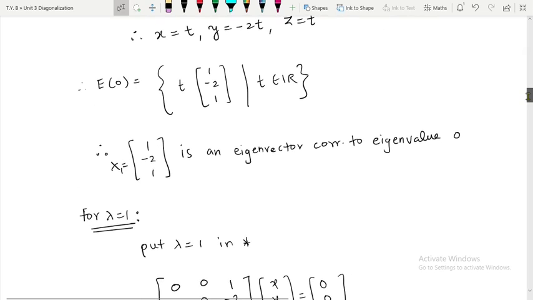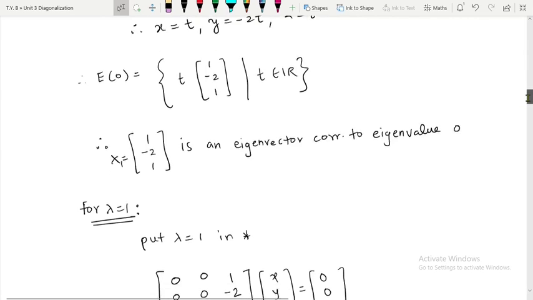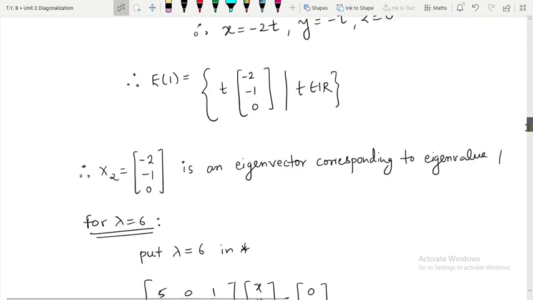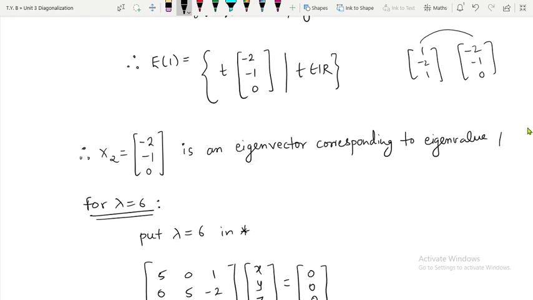We can check that. The first eigenvector I got corresponding to 0 is 1, minus 2, 1, and over here I got minus 2, minus 1 and 0. So just check whether they are orthogonal or not. 1 multiplied by minus 2 is minus 2, minus 2 multiplied by minus 1 is plus 2, and 1 multiplied by 0 is 0. So your answer is 0. You can see that these two vectors are orthogonal.